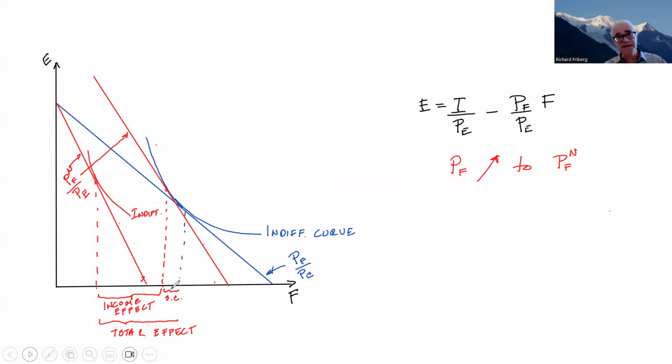If it's easy to substitute, if products are close substitutes, the substitution effect is going to be large. Okay, if it's a normal good, the income effect is going to be reinforcing the substitution effect. Whereas if it's an inferior good, the income effect is going to go in the opposite direction of the substitution effect, and we'll look at that in the next video. Okay.